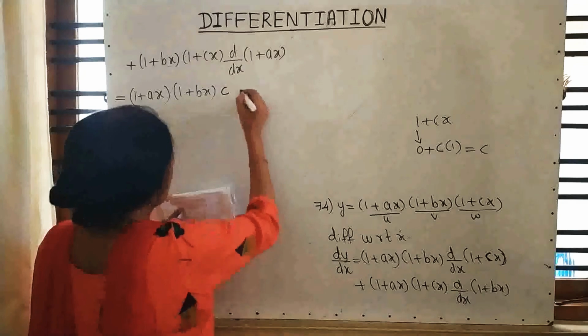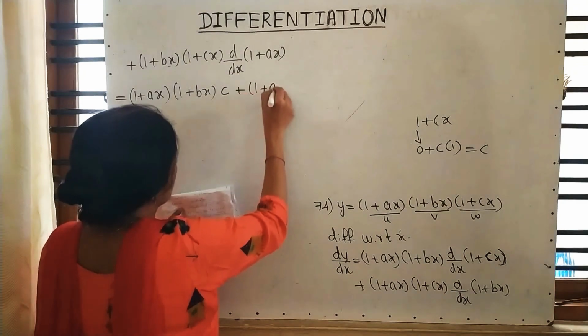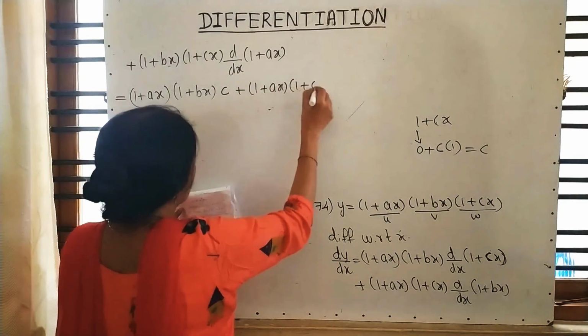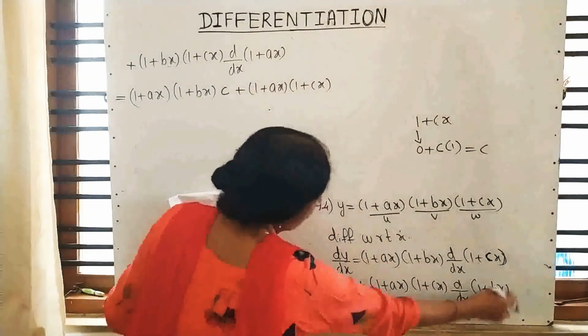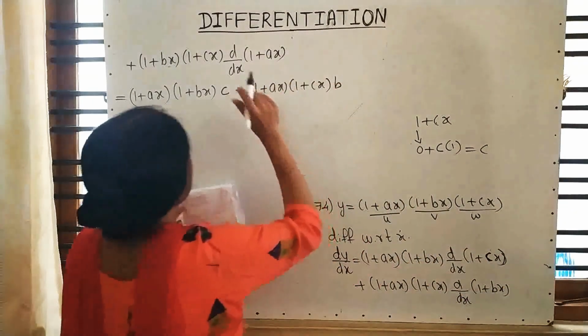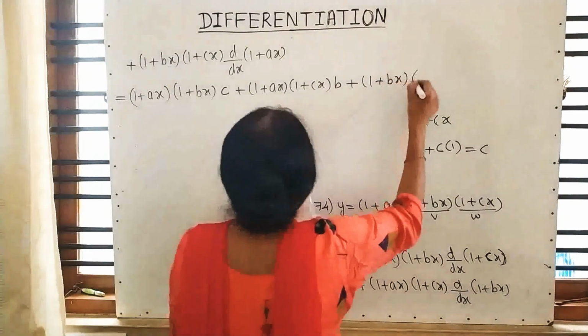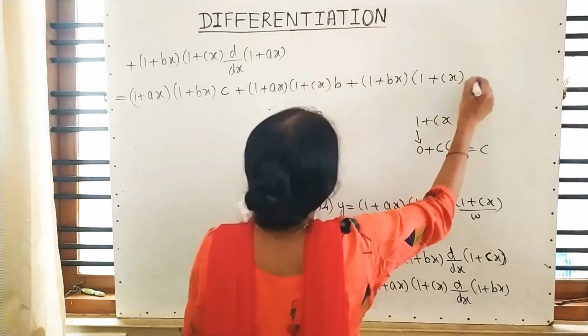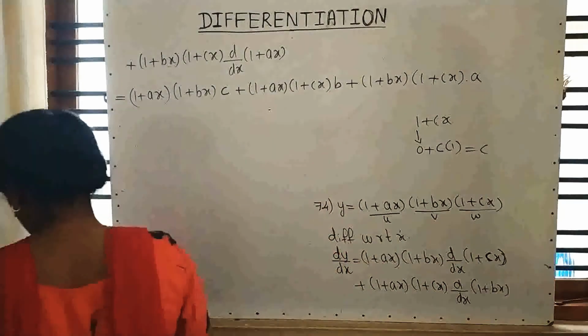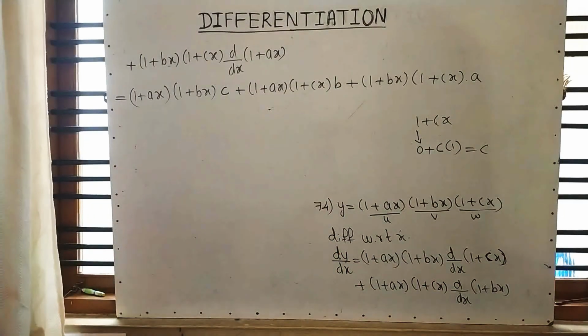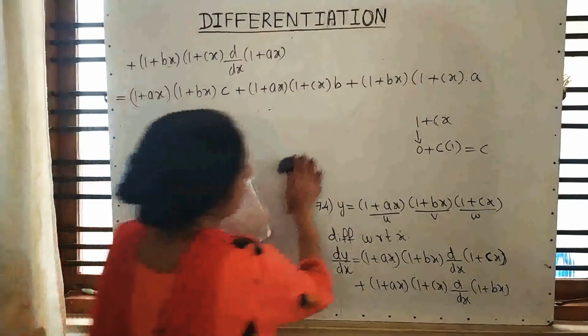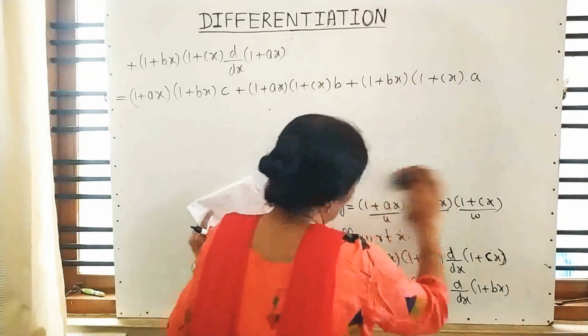Like that. The next one. 1 plus ax, 1 plus cx. Differentiation of 1 plus bx is b. Next here, 1 plus bx, 1 plus cx. The differentiation of ax will be a. Is it very simple or what? If you remove the bracket also, the terms will not get cancelled, so keep as it is.